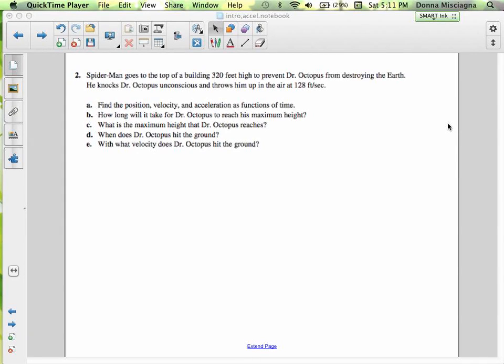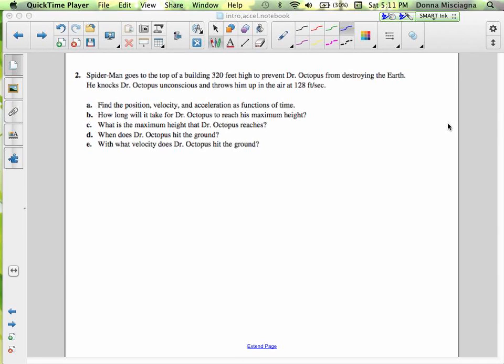Welcome back for our second problem. Spider-Man goes to the top of a building 320 feet high to prevent Dr. Octopus from destroying the Earth. He knocks Dr. Octopus unconscious and throws him up in the air at 128 feet per second. Find position, velocity, and acceleration as functions of time.